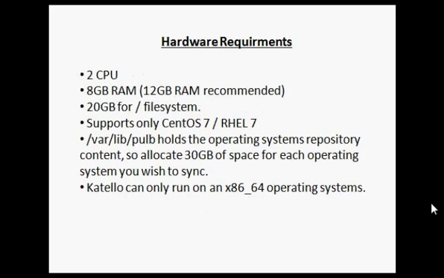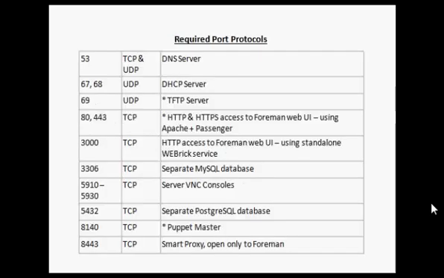Hardware requirements: minimum 2 CPUs, minimum 8 GB of RAM, and minimum 20 GB of file system are required. It supports only RHEL 7 and CentOS 7. For /var/lib/pulp, which is used to hold the repositories, more than 30 GB of space is required. Katello can only run on an x86-64 operating system.